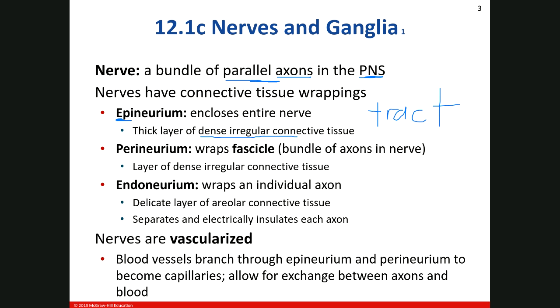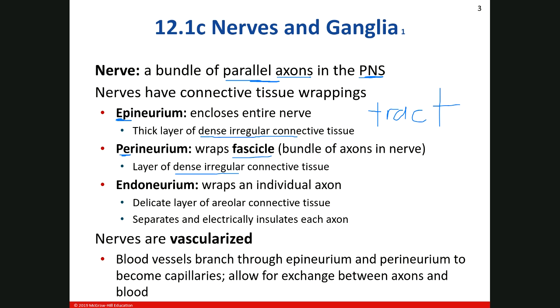The second layer, just deep to the epineurium, is the perineurium. This is the middle layer. It's also made up of dense irregular connective tissue. So now what we've done is we've taken just a few of those axons and put them into a bundle, and we call that a fascicle.